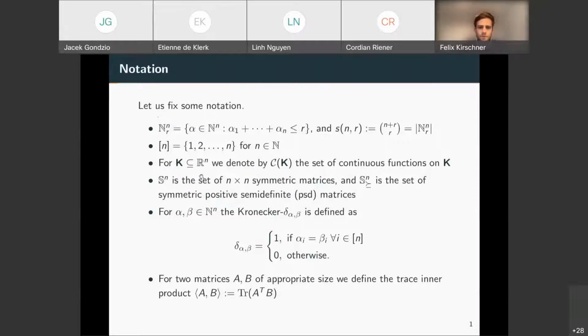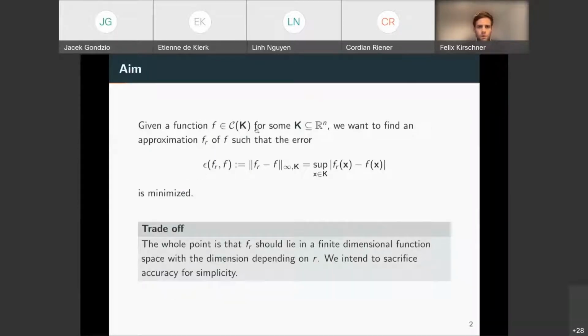So what are we trying to do? We yesterday saw already something about the approximation of functions, and this is something I want to continue today. So given a function f in C(K) for just some subset, the aim will be to find an approximation f_r of f such that some error is minimized, and the error that we are trying to minimize is just the infinity norm over K. Right? That is the supremum of the absolute value of the difference of the approximation and the function that we want to approximate.